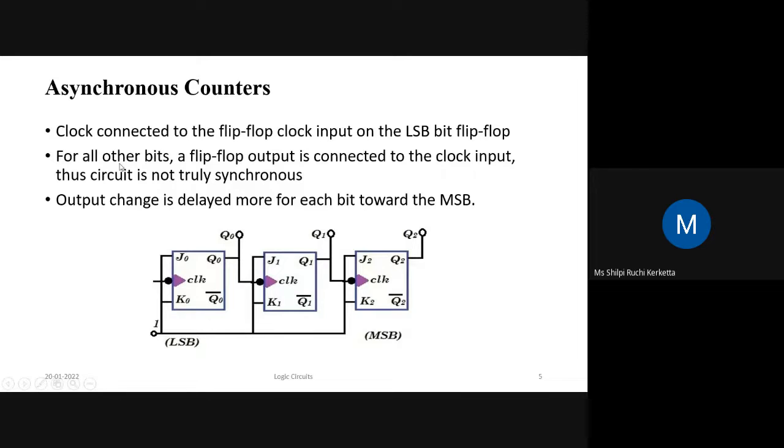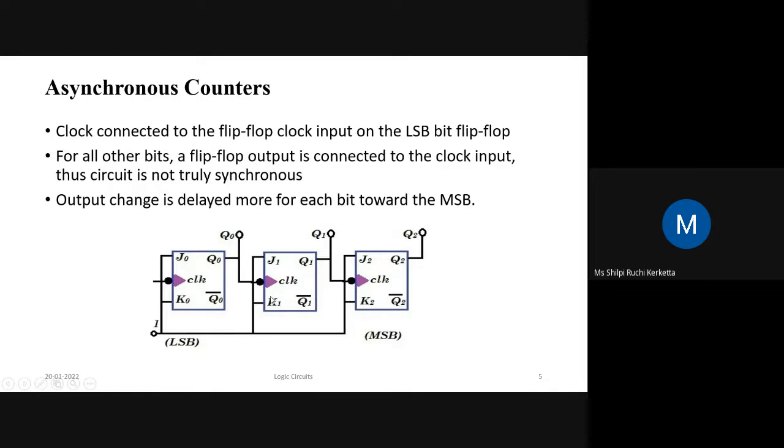For all other flip flops, the output is connected to the clock input, so the circuit is not truly synchronous. That is why the output goes to the clock input. A common clock is not there. So output changes are delayed more for each bit towards the MSB. We will see how this works.